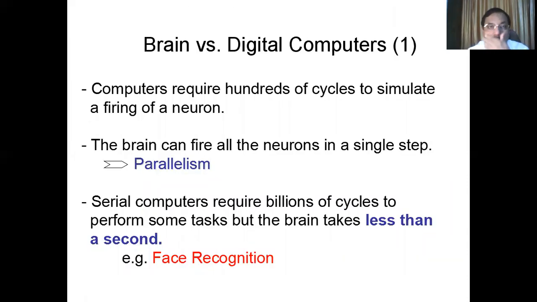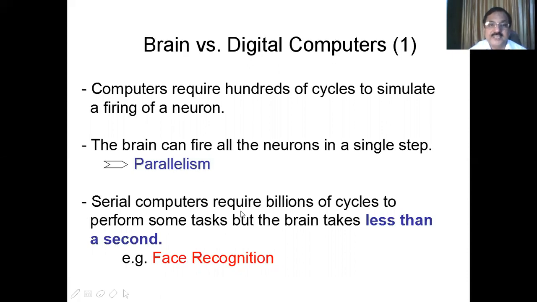How can we compare the brain versus digital computers? Computers require hundreds of cycles to simulate the firing of a neuron. The brain can fire all neurons in a single step, that is parallelism. What I mean to say in this case is, once you are recalling any event in your brain, then every part starts acting in its own way simultaneously, and this concept is called parallelism.